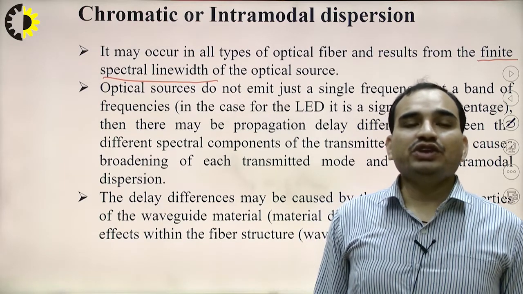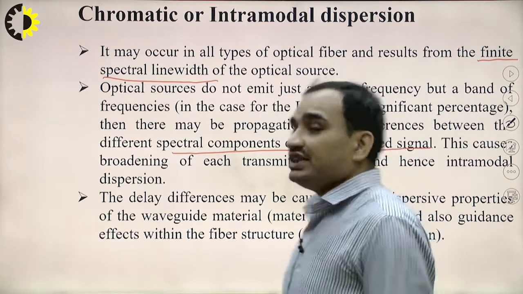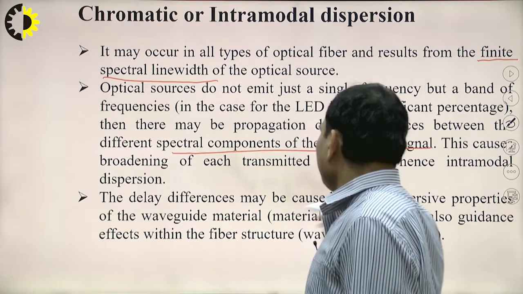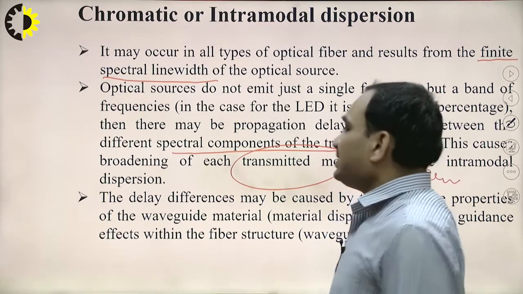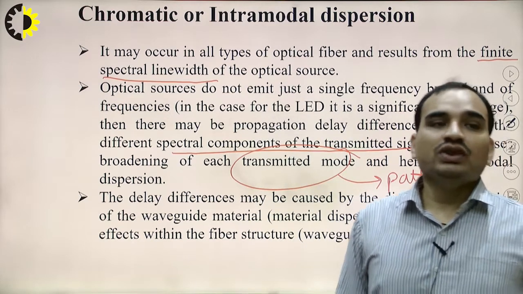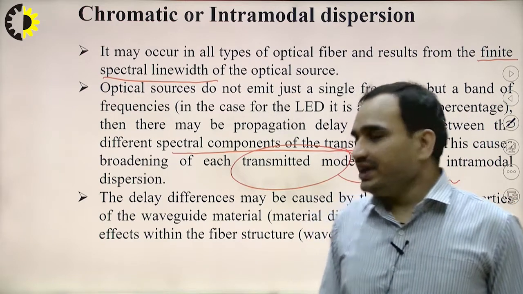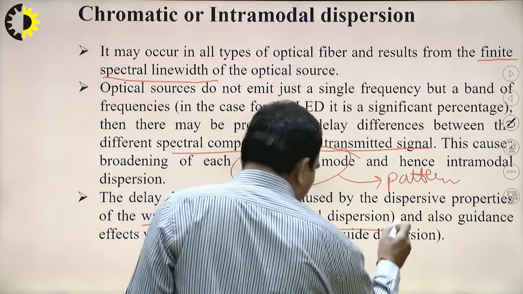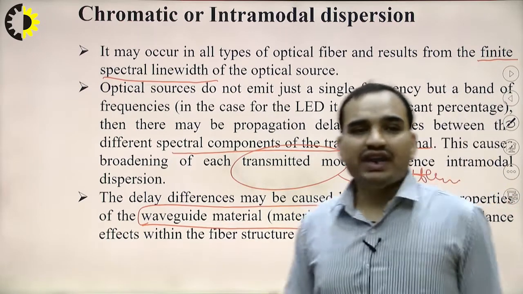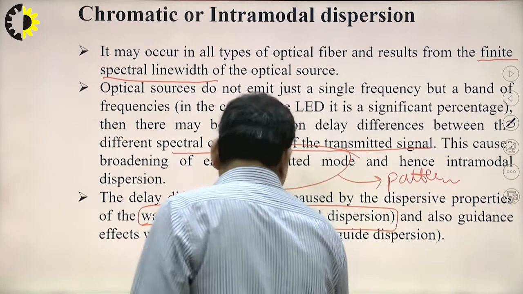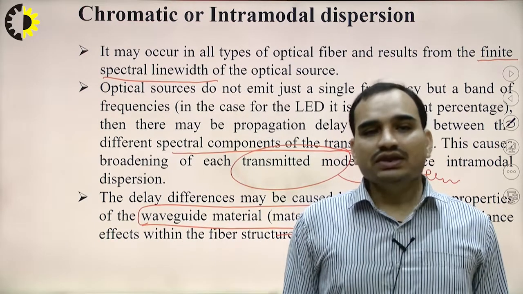Then there may be a propagation delay difference between the spectral components of the transmitted signal. This causes the broadening of the transmitted mode. Modes are nothing but the patterns, and hence the intramodal dispersion. The delay difference may be caused by the dispersive properties of the waveguide material, whatever dielectric we are using to make our optical fiber, and also the guidance effect within the fiber structure, which is known as the waveguide dispersion. So there are two types: waveguide and material dispersion.